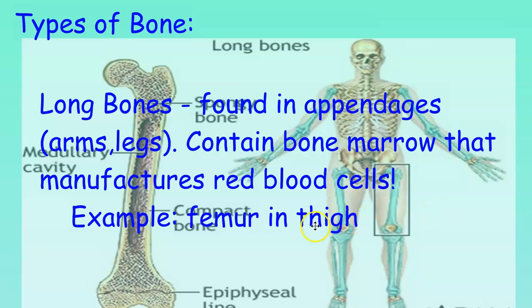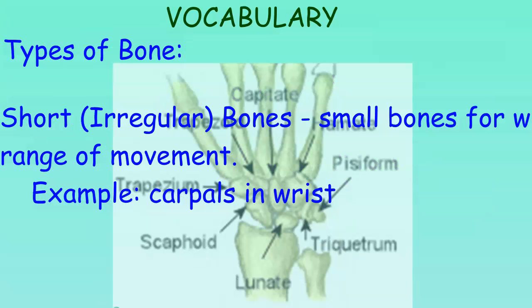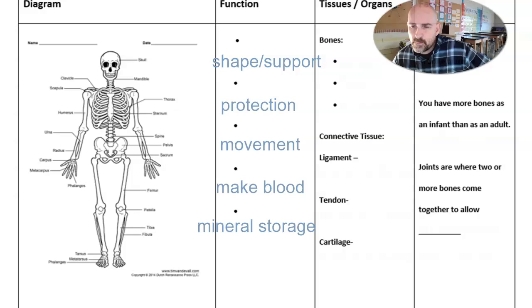Those are filled with bone marrow that help you make blood cells. Your femur is the largest bone in your body. It's your thigh bone. Flat bones have a flat shape from the side at least. In other words, they look like a shield. They're for protecting organs like your cranium, that's your skull, and ribs protecting heart and lungs. The other bones might be considered short or irregular. These are the small bones for the movements, like all these little bones in your wrist or all those bones in your backbone. Those are allowing you to move.